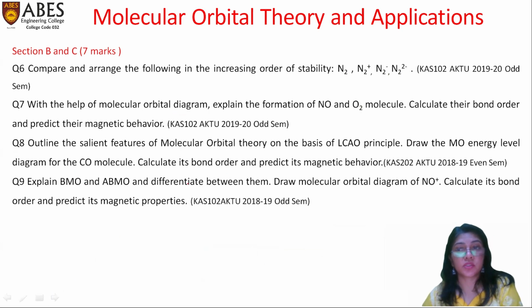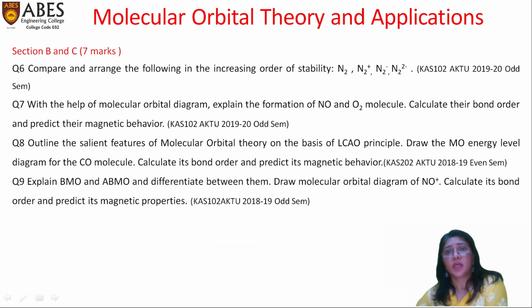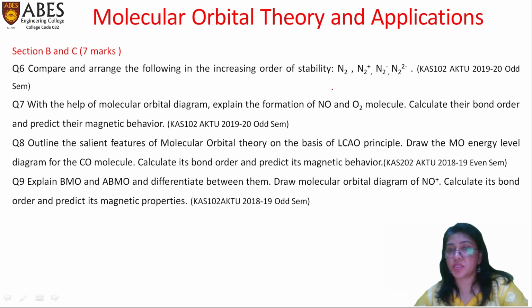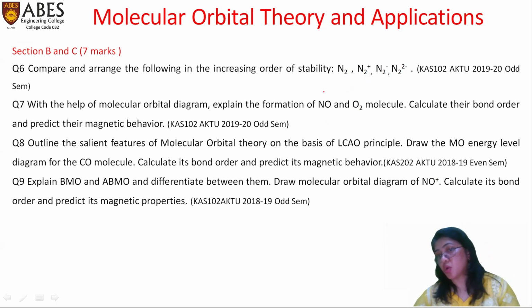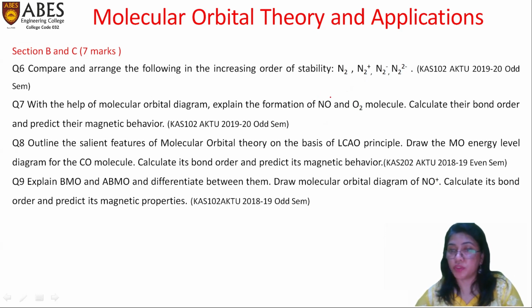Now, other questions, these questions are also in lecture video 5, unit 1, ABES CETL videos. I've already discussed how we have to make these molecular orbital diagrams. Also, how we'll be calculating the bond order and then arranging them according to their bond order, or according to their stability, or according to their bond length. So these are the same.